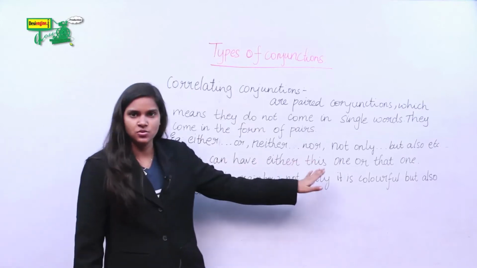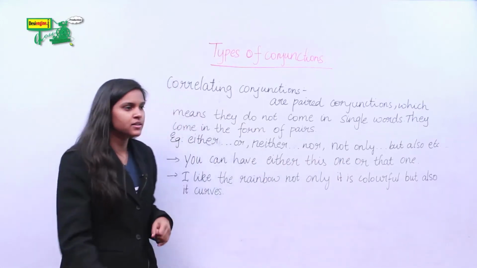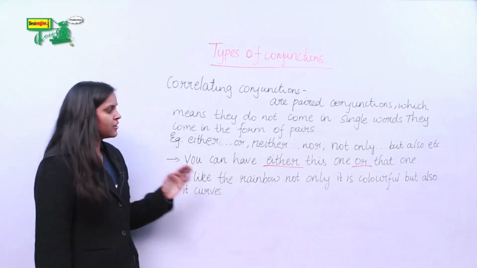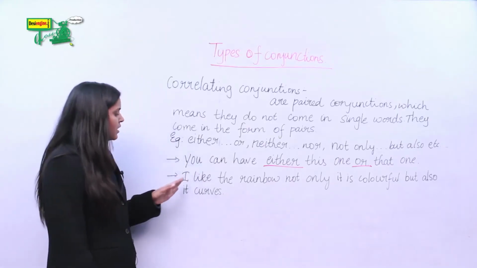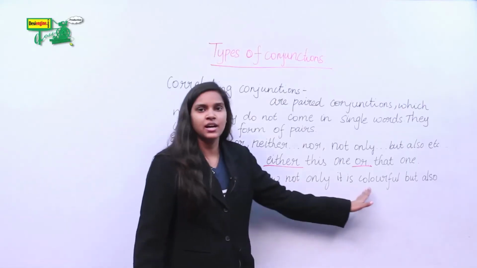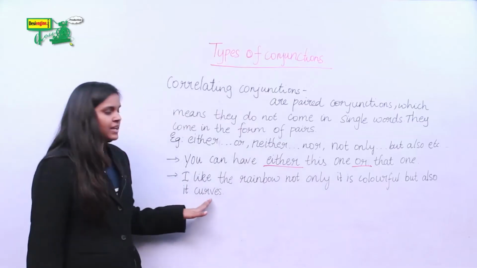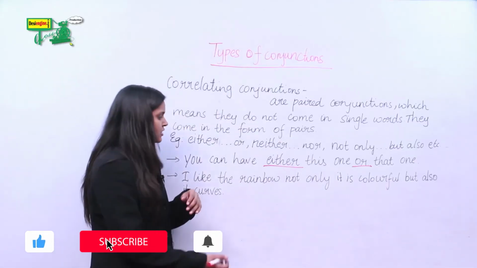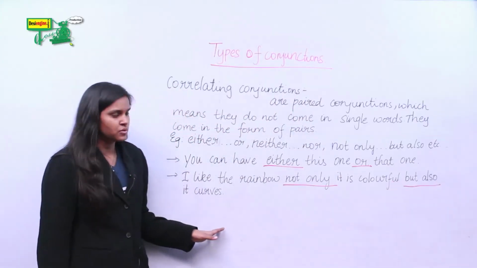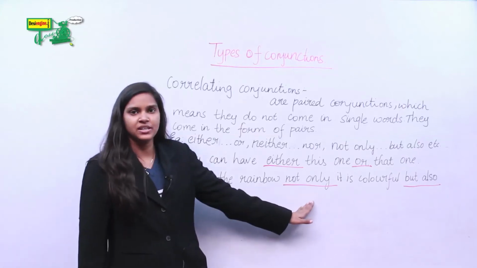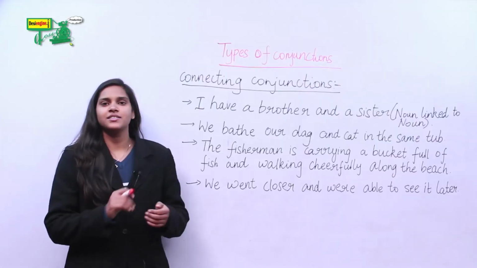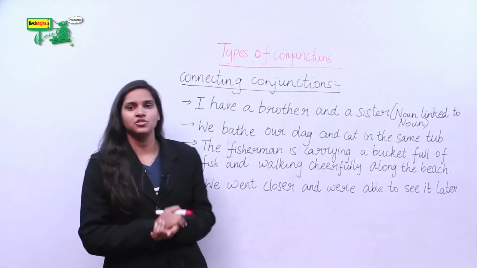You can have either this one or that one. Here the conjunctions either and or come together. They cannot occur separately. Let's take another example. I like the rainbow. Not only is it colorful, but also it curves. Here our correlating conjunction is not only and but also. They cannot occur separately, they can only occur in pairs. So that's correlating conjunction.